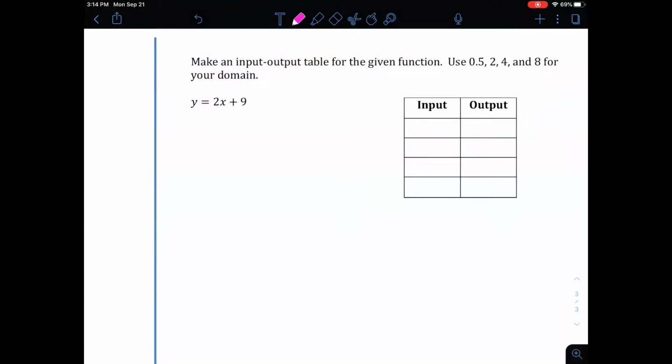It says make an input-output table for the given function. Use 0.5, 2, 4, and 8 for your domain. All right, so I'm going to put 0.5, 2, 4, and 8 for my domain. So we're going to take these values, plug them in for x, and solve. We're going to come up with what the output values would be. So we're going to do y equals 2 times 0.5 plus 9.